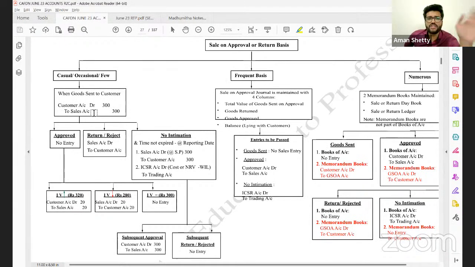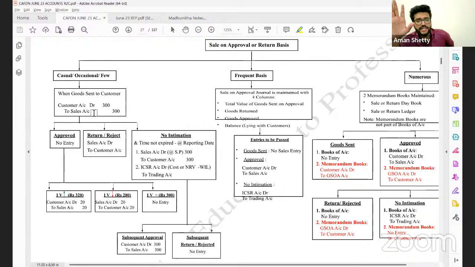Okay. Receipt entry is normal. That you will cash is coming, it has to be recorded. Cash is given, it has to be recorded. Simple. Yes. So when it is approved, no entry is passed. When it is returned or rejected, then what is the entry you pass? You reverse the transaction, that is sales account debit to customer account.